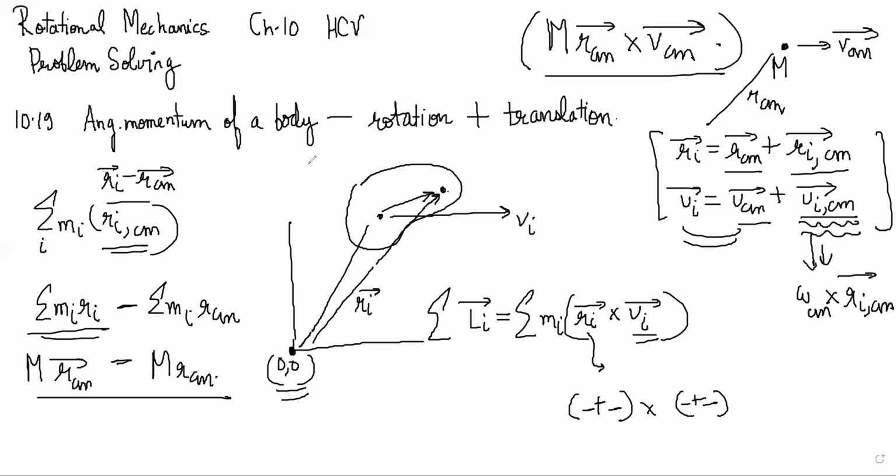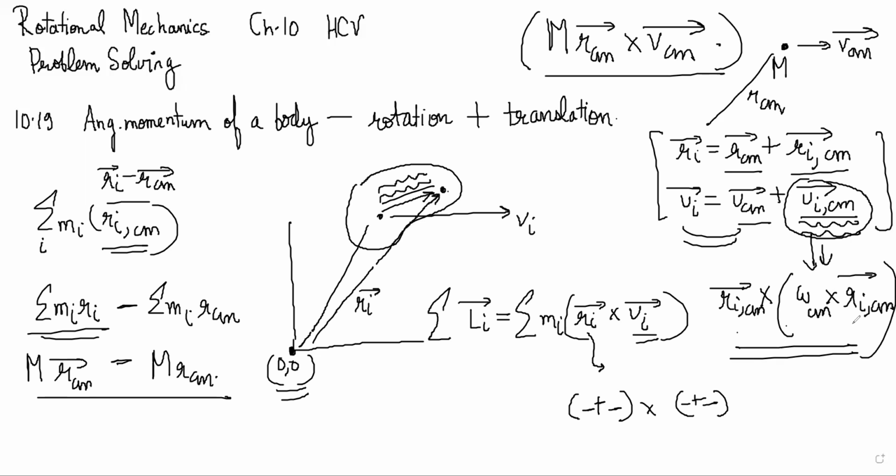Now the first term is Ri with respect to CM cross product with Vi with respect to CM. Ri with respect to CM is this line, and Vi with respect to CM is omega cross R. So you can write that as Ri with respect to CM cross omega cross Ri.